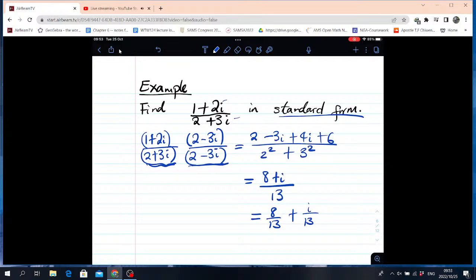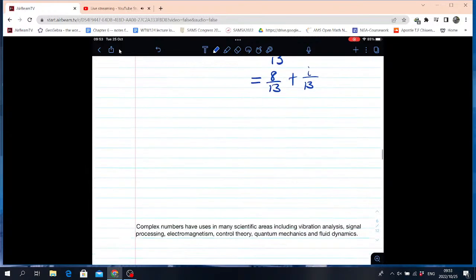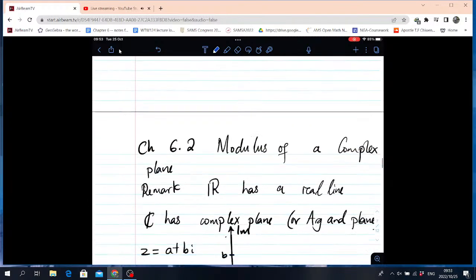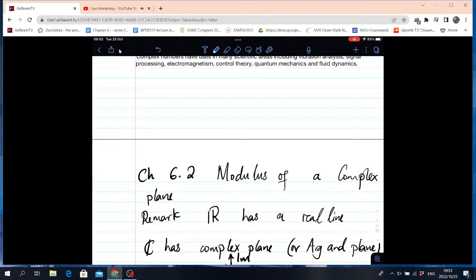And so that will be how we divide. So take note that this is what we need to do when we are dividing. And that is it for section 6.1. Now we get into section 6.2, which is on the modulus of a complex number.